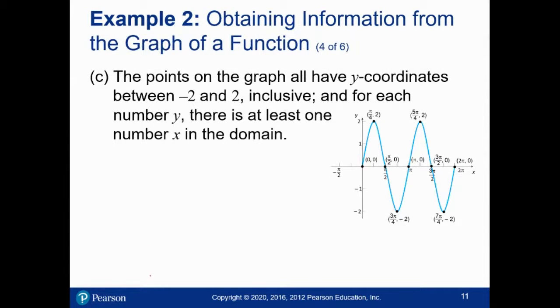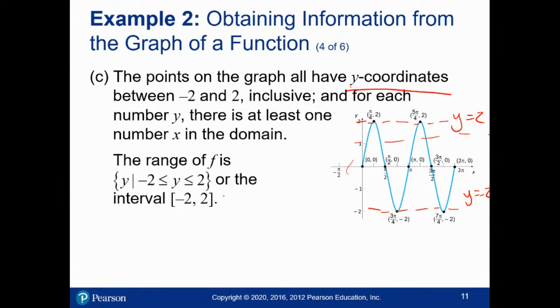Okay, what about the range? The range, remember, is all possible y coordinates. The highest I ever seem to get out is y equals 2. The lowest I ever seem to get out is y equals minus 2, but I do get out everything in between. Every other value of y I can draw, I can get out. So the range should be everything from -2 to 2, including.